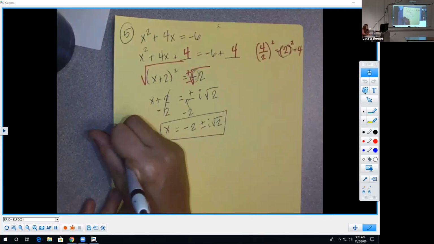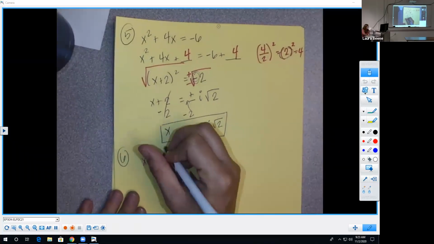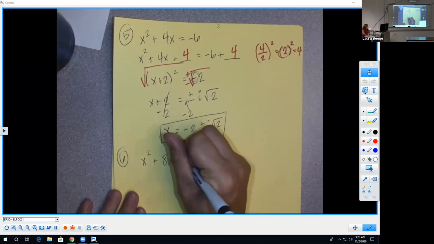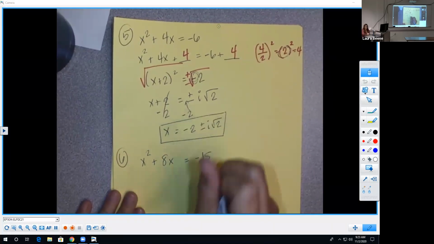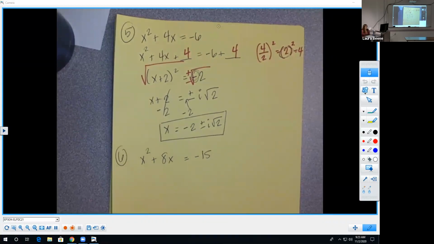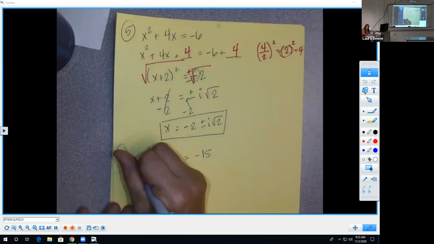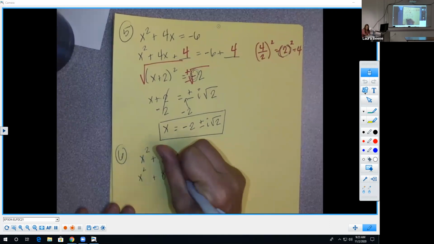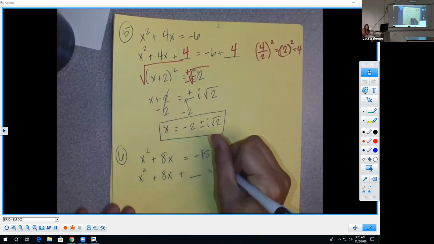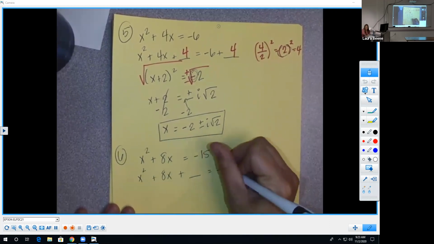Okay, let's do this one. What if I have x squared plus 8x equals -15? Go ahead and put your blank in. So x squared plus 8x plus blank equals -15 plus blank.